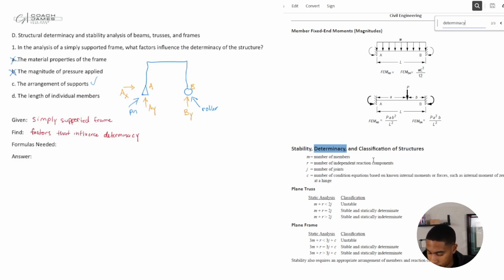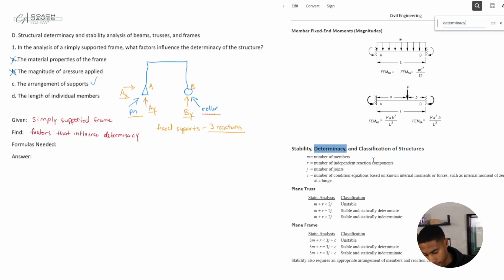There are different types of supports. You have a pin, you have a roller, you have fixed supports. With fixed supports, you have 3 reactions. So with the pin, you have 1, 2 reactions. The roller, you have 1 reaction. With a fixed support, you have 3 reactions.